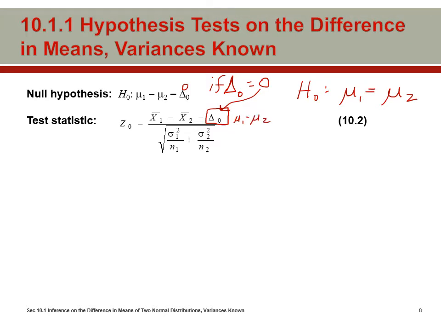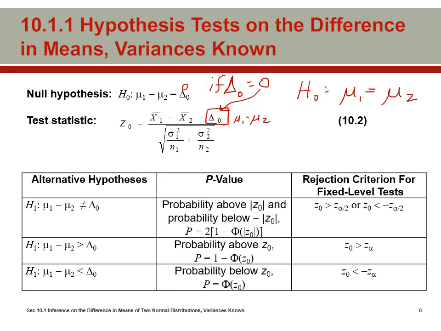Now, we will be studying this for alternate hypotheses of not equal, greater than, and less than. And our p-values look the same as they have in the past. Once you calculate that z0, it is only one z0. It's not one for X bar 1 and X bar 2. And our rejection criteria regions are identical to what they have been in the past. None of that has changed.